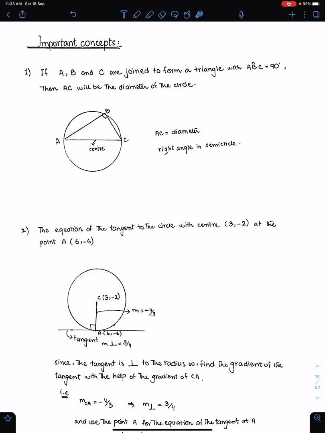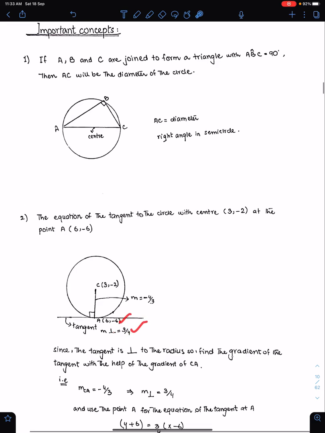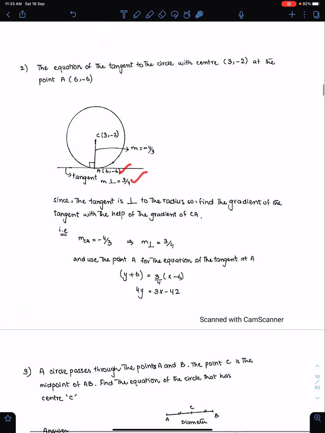Number 2. The equation of the tangent to the circle with center at this point and at the point 6, minus 6. Since we have the coordinates of the center and this point, we can easily get the gradient of this line. And since the tangent is always perpendicular to the radius, we can get the gradient of this tangent. The gradient of this tangent must be 3/4. Now we have the point, we have the gradient, we can easily get the equation of this tangent.